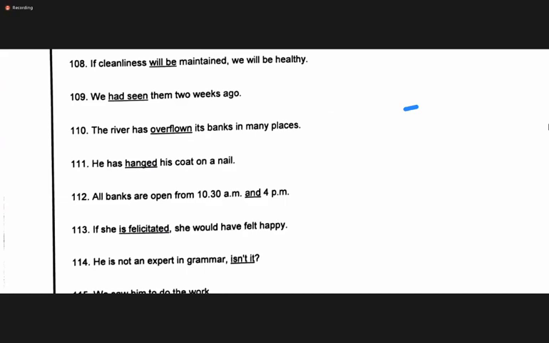Next, all banks open from 10:30 a.m. to 4 p.m. From 10:30 a.m. to 4 p.m.